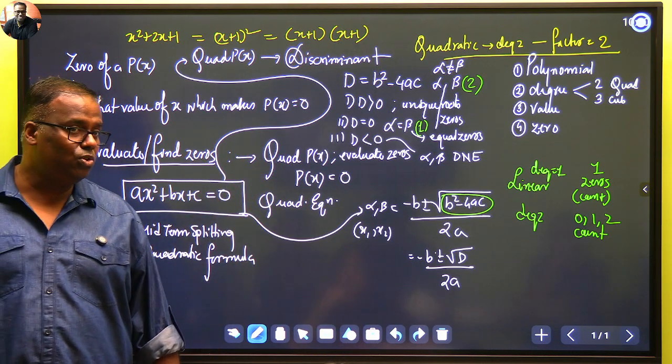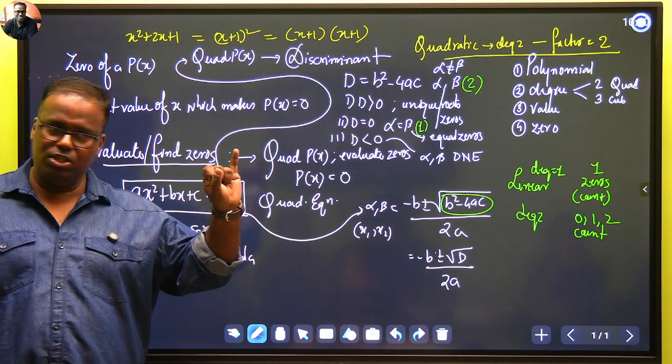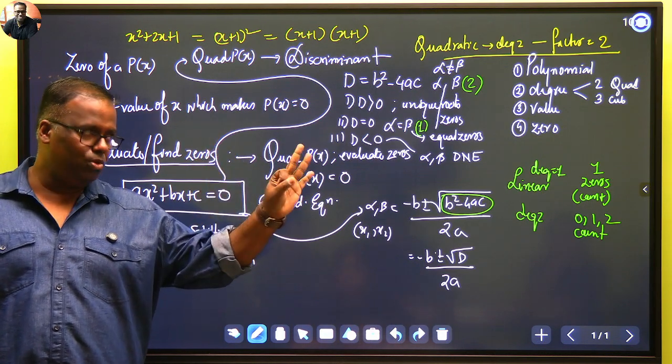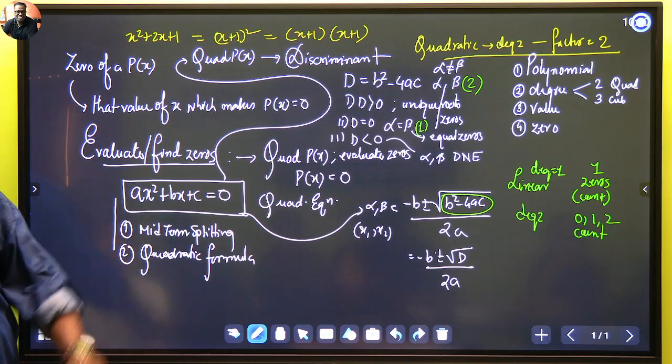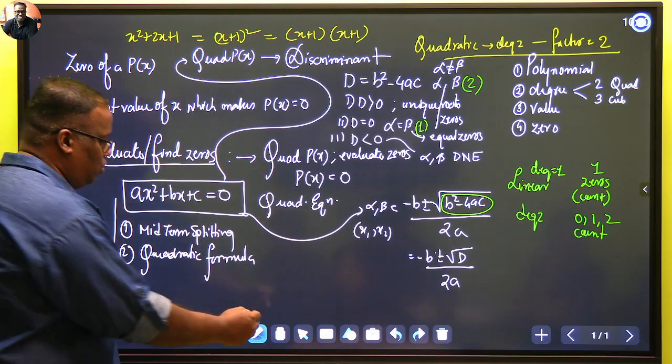Biquadratic के कितने zeros हो सकते हैं? 0, no zeros, 1 zero, 2 zeros, 3 zeros, or 4 zeros. And cubic, how many zeros? At most 3. So you have understood. Good.